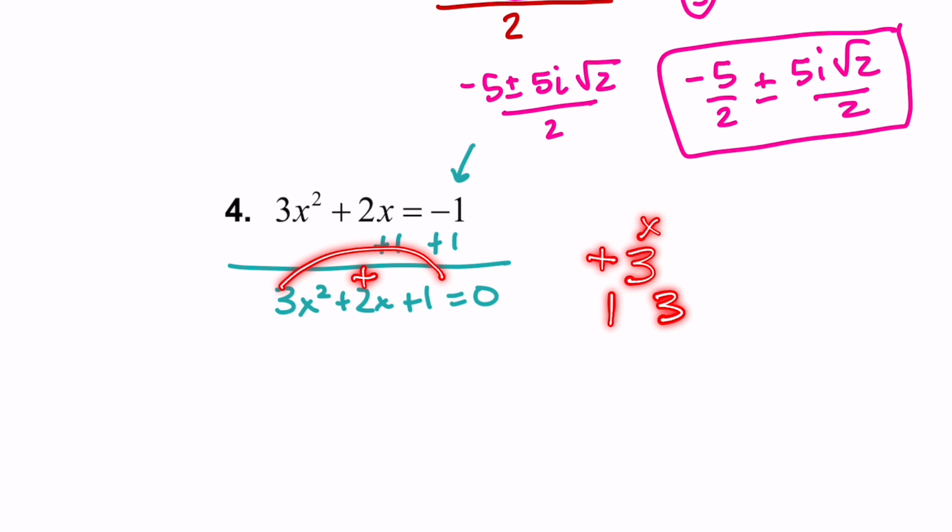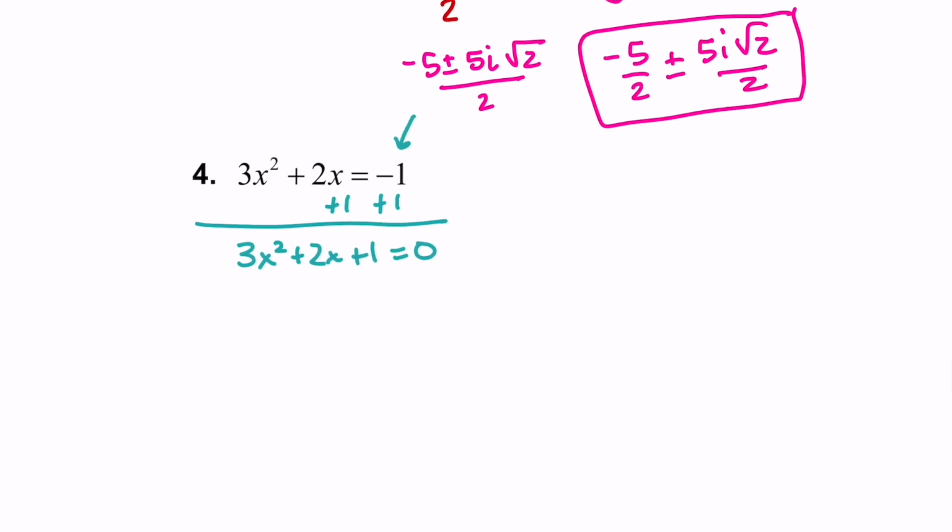Now since this is a positive 3, both of these either need to be positive or both of them need to be negative. And 3 plus 1 is going to give me 4, not 2. So this is not going to factor, so we have to use our quadratic formula. We're going to write down our A, our B, and our C. A equals 3, B equals 2, and C equals 1.